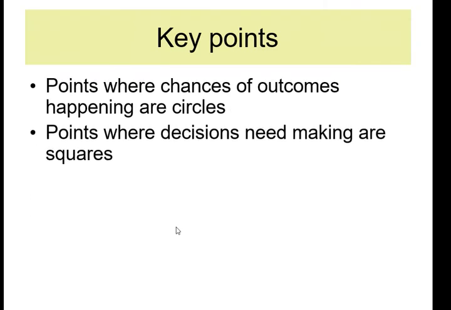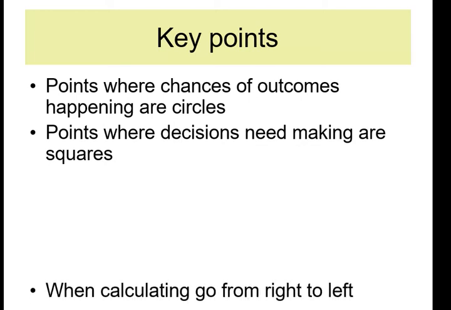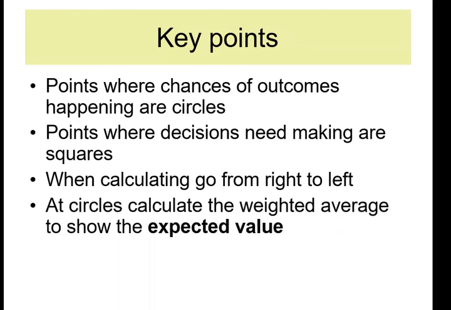So just a few key pointers. Where there's a chance of certain outcomes happening, we use a node or a circle. When we make a decision, that's a point with a square. When calculating, we always go from right to left. Whenever you use a decision tree, you always move from right to left, and you finally make your decision on the left-hand side at the furthest left square.